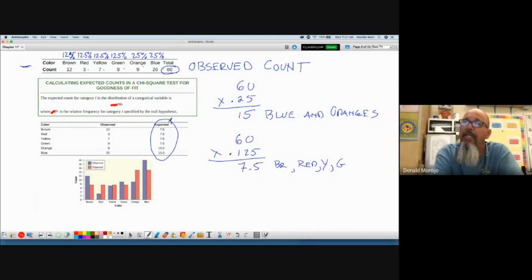Okay, and how many do we expect? Well, we take the total times the claimed percentages. That's where we got this expected from, and here's our observed right here in this first column.